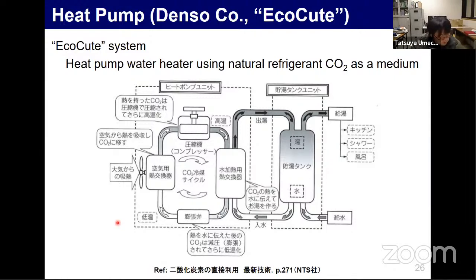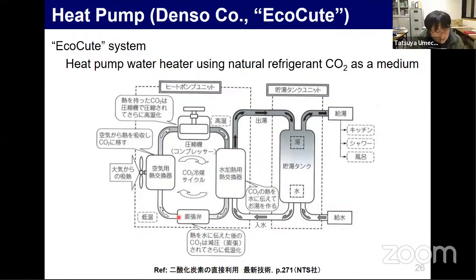This figure is a schematic view of the heat pump hot water supply system with carbon dioxide as a natural refrigerant, developed by Denso Corporation of Japan. The heat pump hot water supply system is called EcoCute in Japan. This system consists of an evaporator, a compressor, a heat exchanger for water, and an expansion valve.